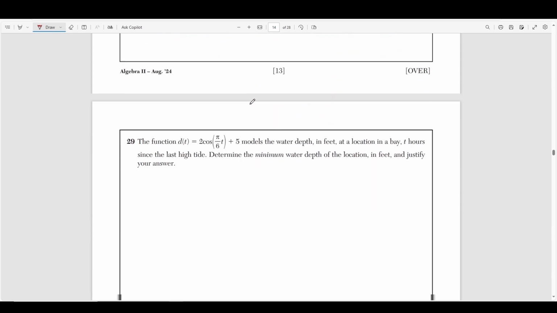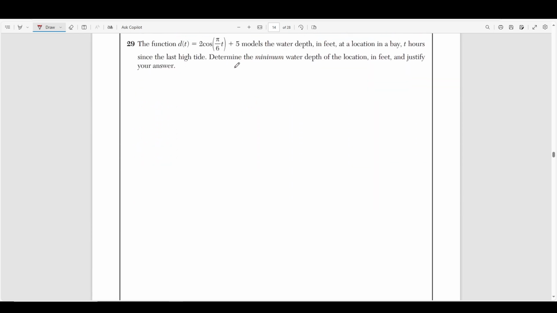Moving on to number 29, it says that the function d of t is equal to 2 cosine(pi over 6 t) plus 5. And it's saying that this equation models the water depth in feet at a location at a bay t hours since the last high tide. It's asking you to determine the minimum water depth of the location in feet. So in this case, we can go about this problem in 2 ways. Our first way we can do it is by graphing it and looking at the minimum.